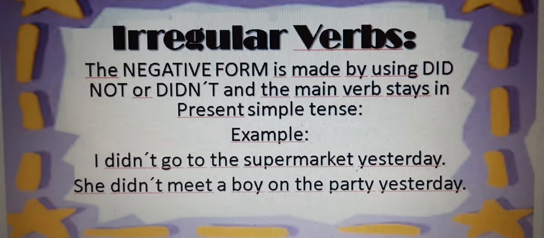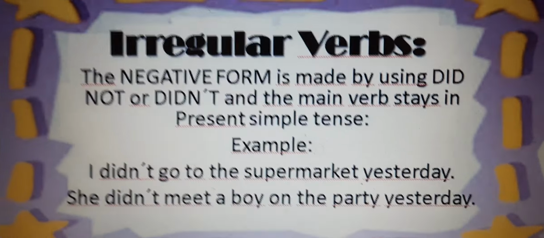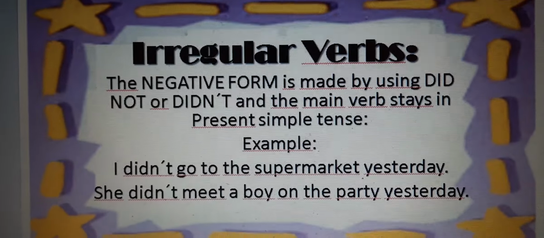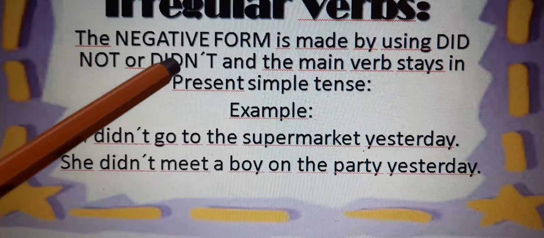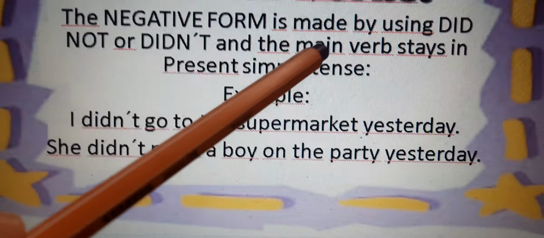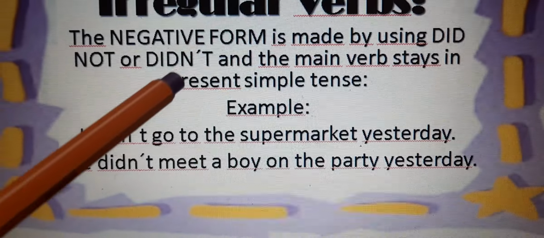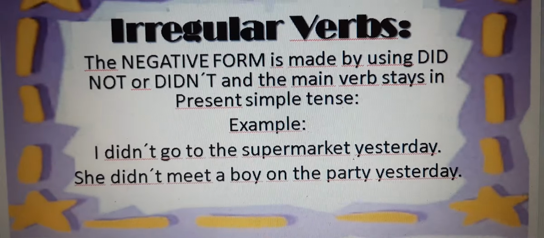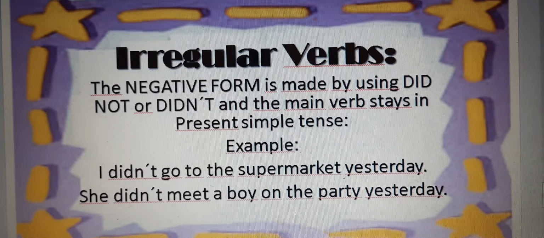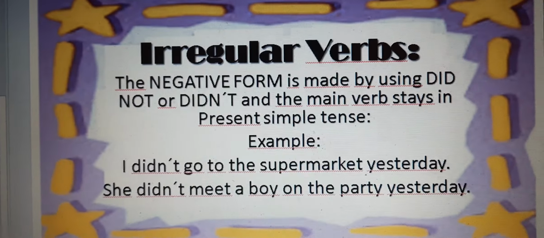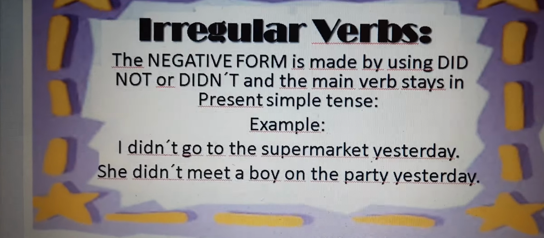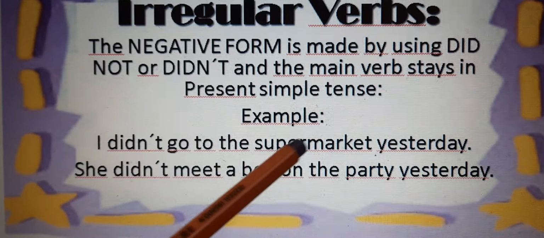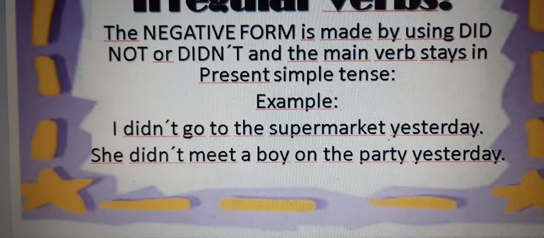And how are we going to make the negative form? ¿Cómo vamos a hacer las oraciones negativas? Utilizando la palabra did not or didn't. And the main verb stays in the present simple tense. Y el verbo principal queda en su presente simple normal. Example, I didn't go to the supermarket yesterday.